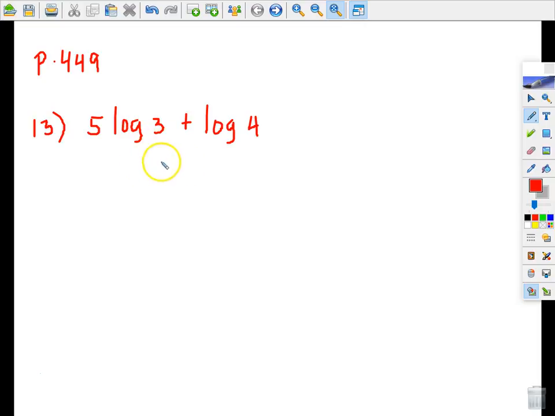So here's number 13. The instructions for this block of problems 11 through 18 says to write these as a single logarithm. Well, before I can combine multiple logs into a single log, I've got to move any numbers that are currently being multiplied. And we looked at that in class today. This is going to involve the power property. So I can take this 5, that's really a factor, it's being multiplied, and I can move it so that it becomes an exponent. All right, so I'm just going to rewrite this part.